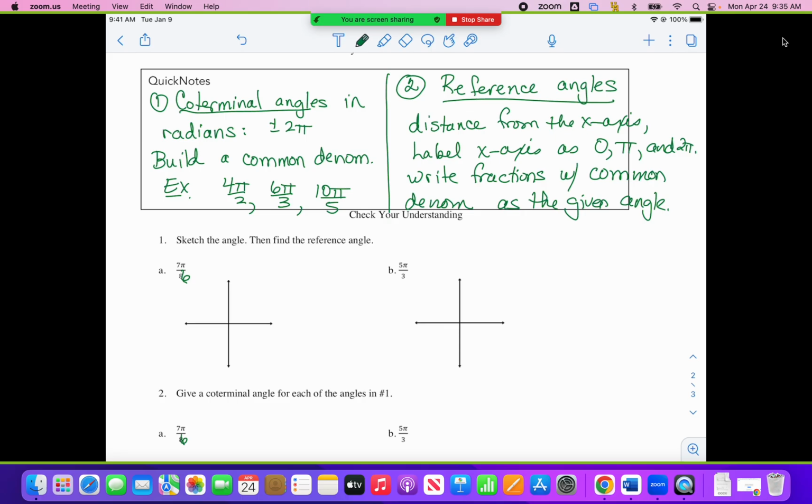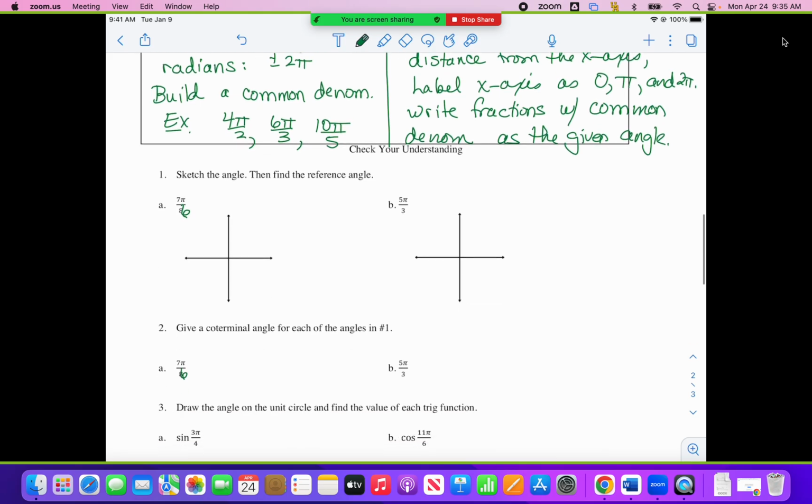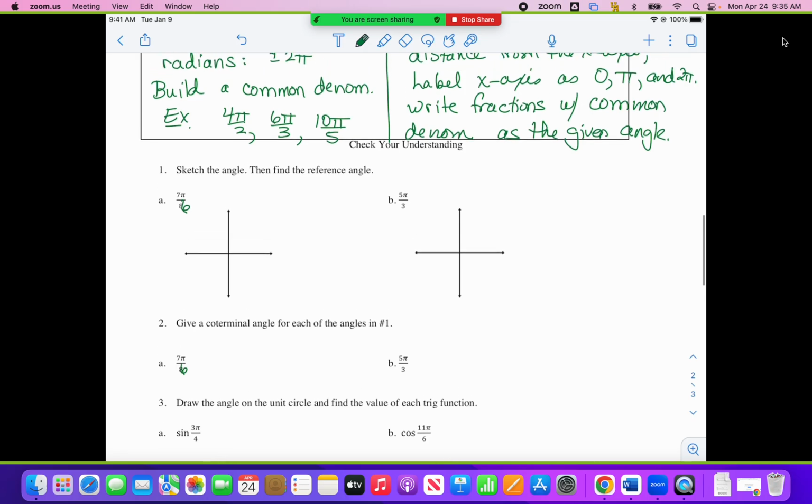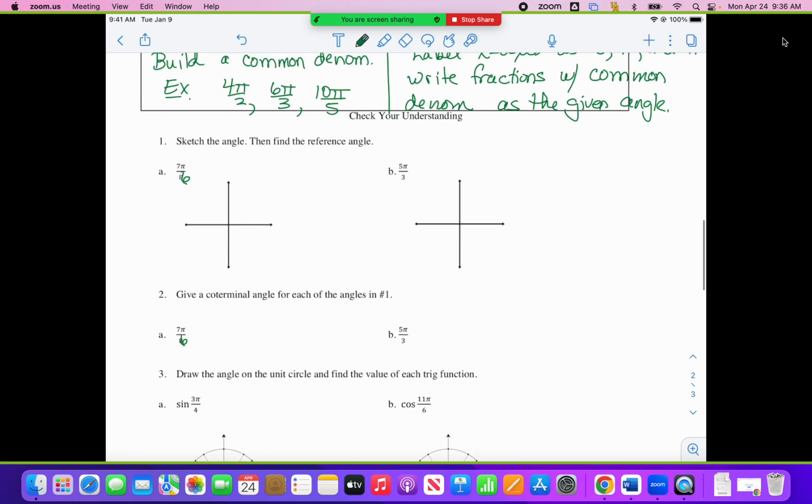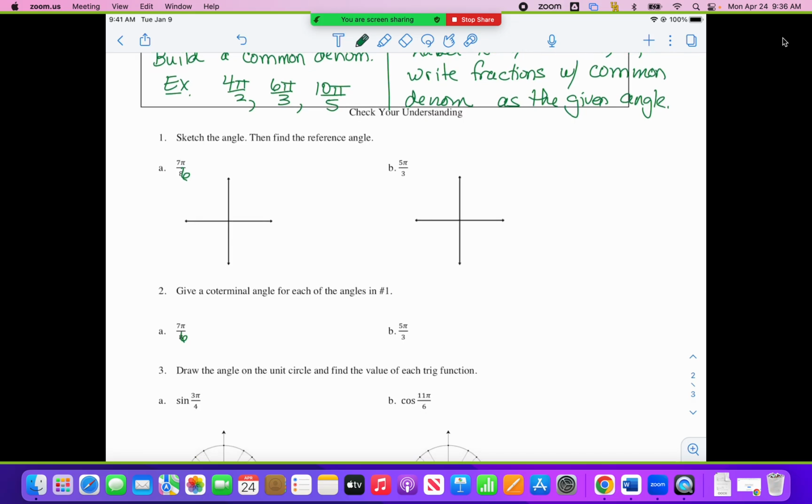So let's look at number 1. It says sketch 7 pi over 6. Does yours say 7 pi over 6? Okay. Go ahead and sketch it and then see if you can find the reference angle. Number 2 is connected to number 1. Give a coterminal angle, so you'll add or subtract 2 pi. And then number 3 is different. Draw the angle. Do you have a 3? Yeah, you have a 3. Okay, then try 3. I'm going to give you 3 or 4 minutes to try these.